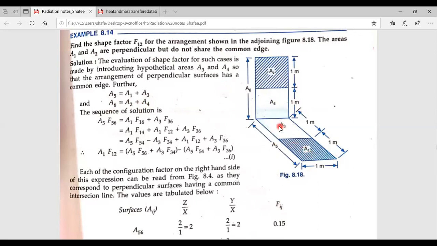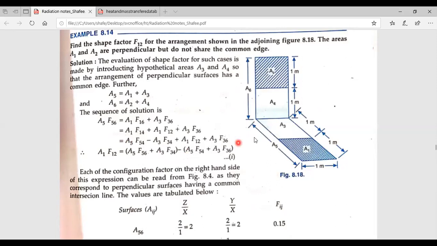Now the entire A1 plus A3, I'll assume as A5. So the A5 area is given by A1 plus A3. Able to understand? Now how can I find the solution for 1 to 2? It is very simple. If I take A6, the total rectangle, what is the height here? 1 plus 1, and the width is again 1. So 2 and 1 is the area for A6. And A5 is 1 into 1 plus 1, that is 2 into 1 for this rectangle.